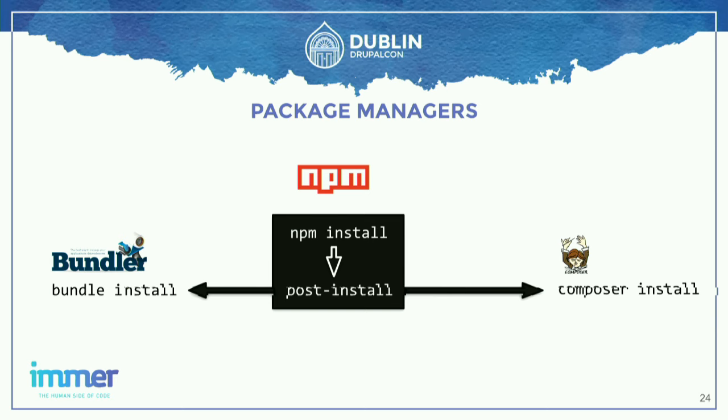So with this setup, you can also add Bower quite easily. Just add another package, and you add it to the post install hook, and it will take care of the rest.